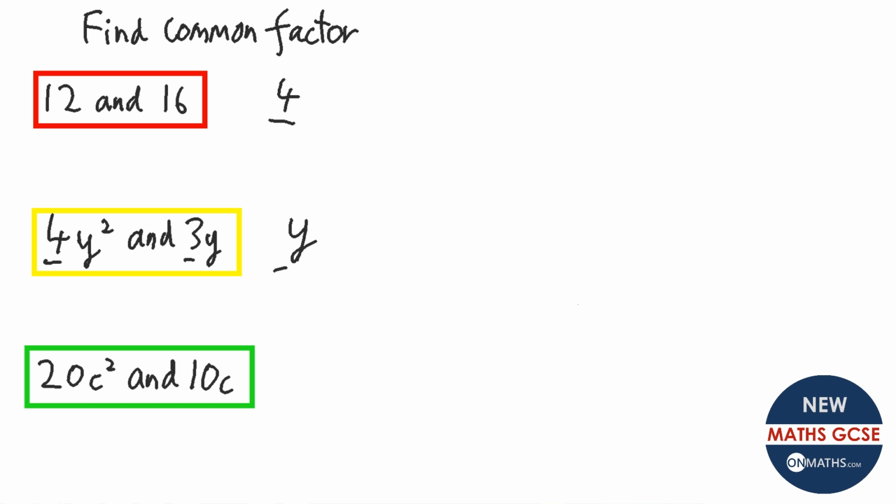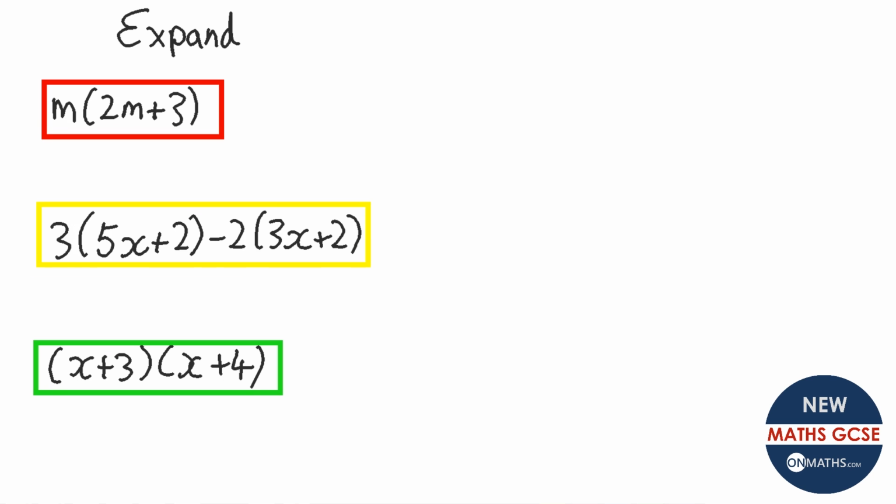factor of y. Last one, okay, it's no surprise, this is a number and a letter. 20 and 10 are both in the 10 times table. And c squared and c, well, we can divide out as c, they both have c in them. And that's our answers. Okay, so now we move on to expanding.